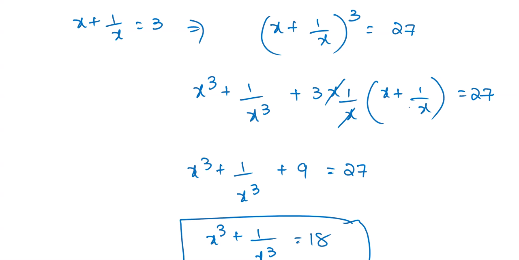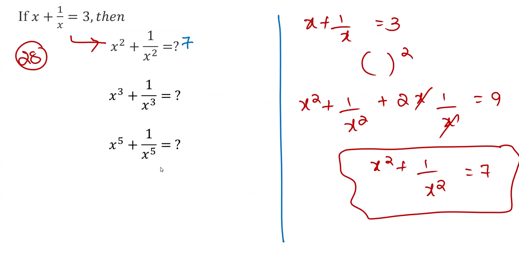Don't use 3a square b or 3ab square. You have the formula a cube plus b cube plus 3ab into a plus b. Already a plus b is available, we can use that and we can handle it. So that's nothing but equal to 18.